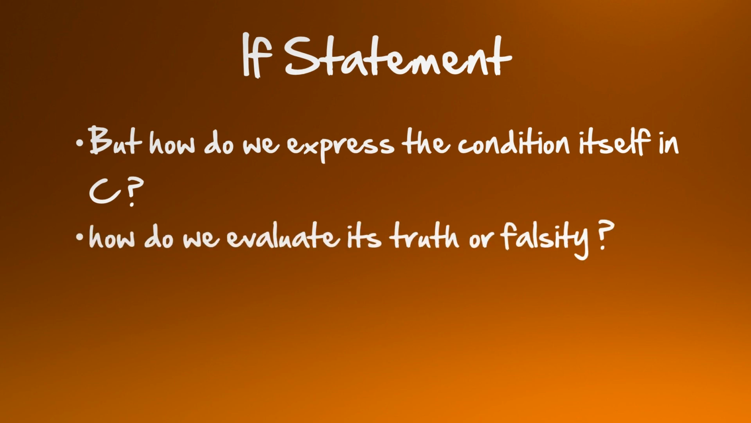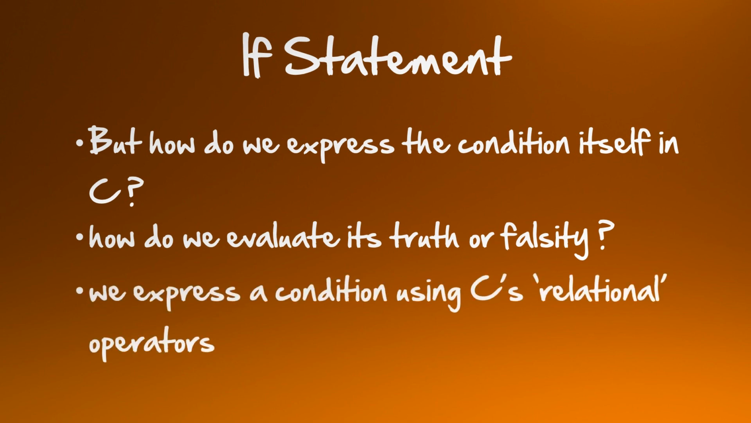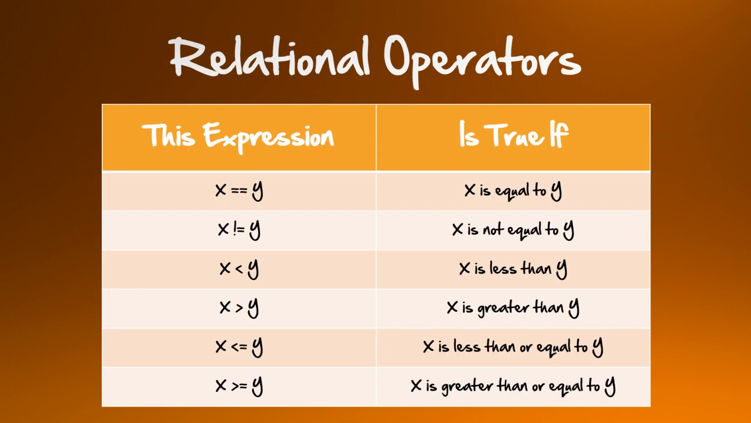As a general rule, we express a condition using C's relational operators. The relational operators allow us to compare two values to see whether they are equal to each other, unequal, or whether one is greater than the other. Here's how they look and how they are evaluated in C. First is x is equal to y, x is not equal to y, x is less than y, x is greater than y, x is less than or equal to y, and so on.